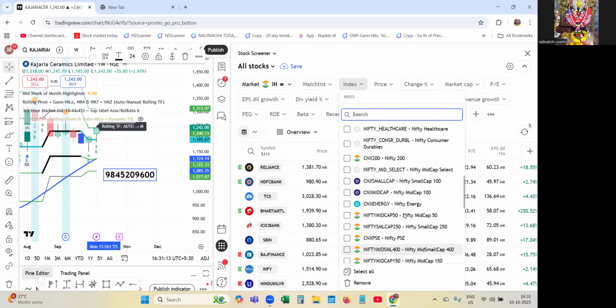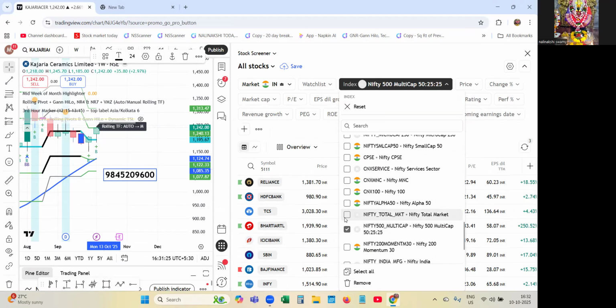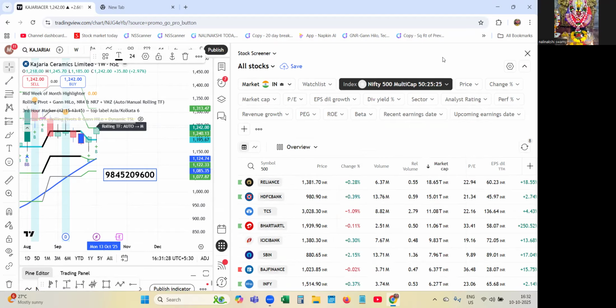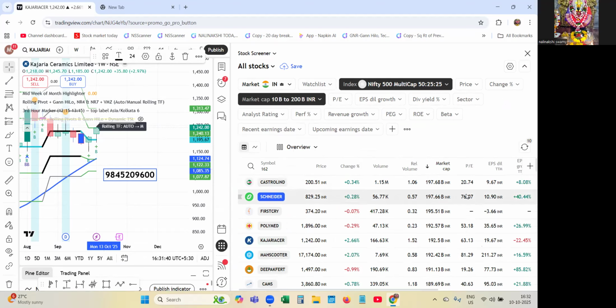Where is that? Nifty 500. Let me check. Nifty 500. Yes. This one. I'm clicking on that. Okay, this is the first filter. And then I want market capitalization 10 billion to 200 billion. Large. I want only large market capitalization, and I have selected this.